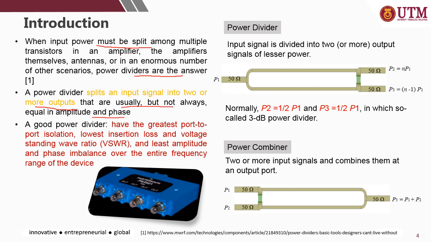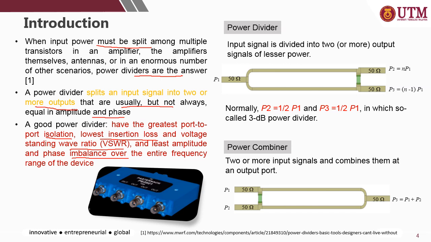amplitude and phase. A good power divider has the greatest port-to-port isolation. Isolation means that one port will not disturb the other port. For example, if the transmission is from port 1 to port 2, there will be no signal traveling from port 2 to port 3. A good power divider also has the lowest insertion loss and voltage standing wave ratio, VSWR, and the least amplitude and phase imbalance over the entire frequency range of the device.